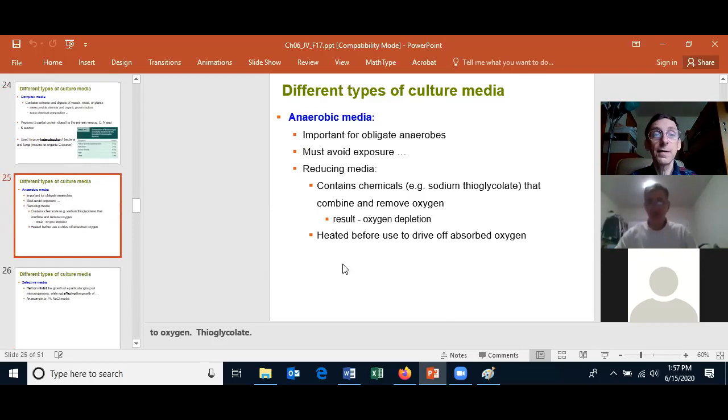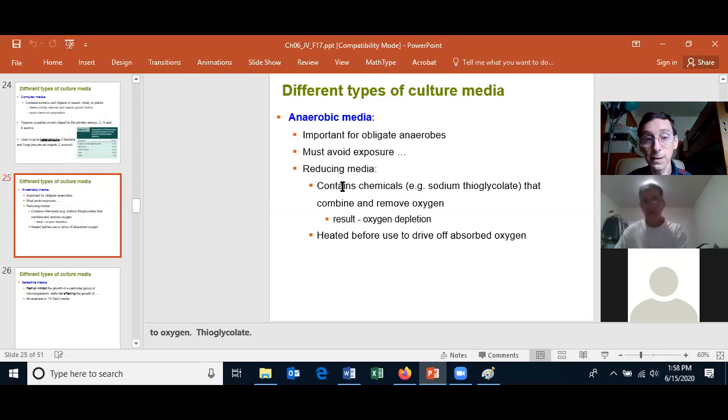There's different types of complex media. Most of the media you use would be aerobic media, meaning that it's intended to grow in the air, and so the microorganisms would be exposed to oxygen from the air. If you were trying to grow anaerobes, you would have an anaerobic media, and that would be important for growing obligate anaerobes, organisms which must avoid all exposure to oxygen. And you grow those organisms in a reducing media.